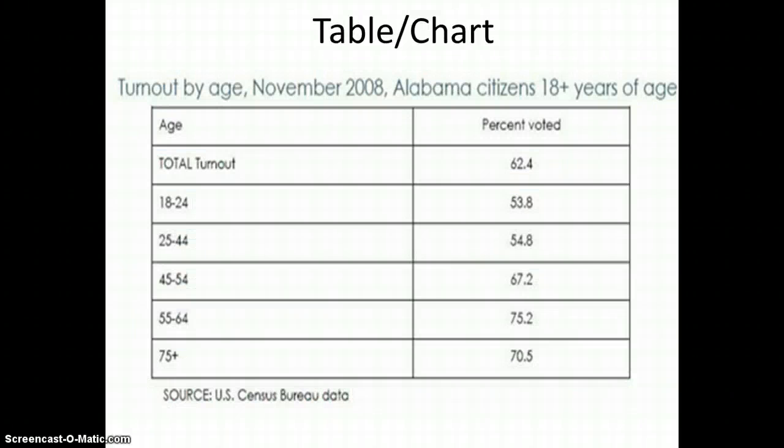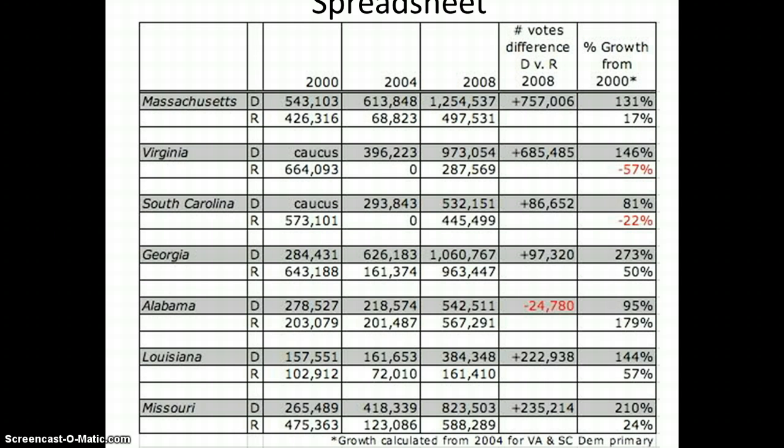Here's another example of a table or a chart. This table or chart focuses on voter turnout by age in November 2008. If you look on the left-hand side, how many people between the ages of 25 to 44 turned out to vote for the 2008 election? Your answer should be 54.8%.